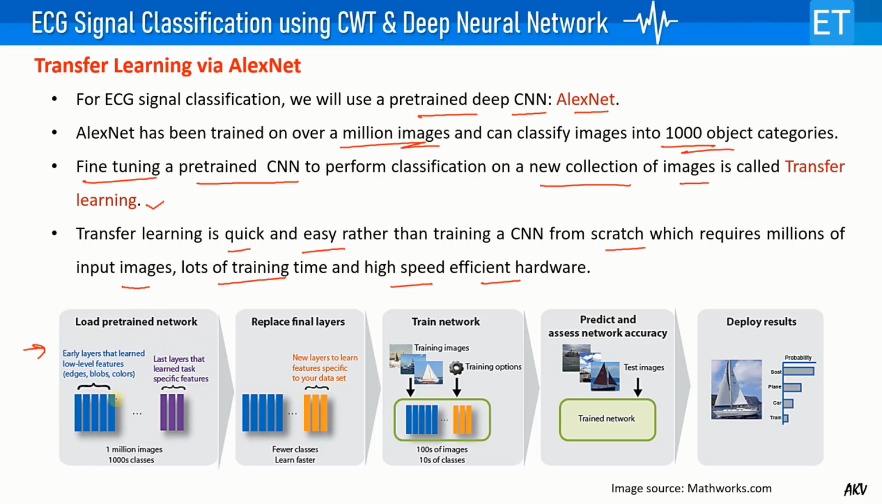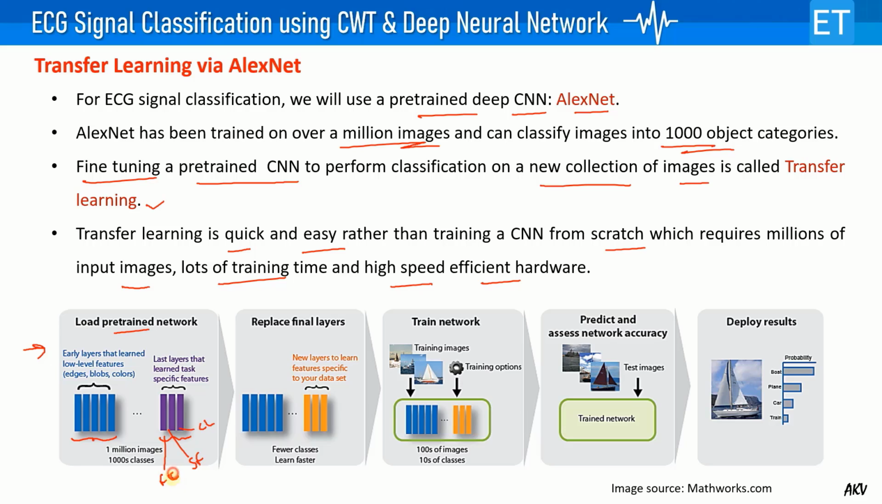You can see here we load a pre-trained network such as AlexNet. We preserve all its layers except the last 3 layers. We do not change anything in these pre-trained layers. We change only the last 3 layers. The first one is the fully connected layer, the second one is the softmax layer, and the third one is the classification layer.